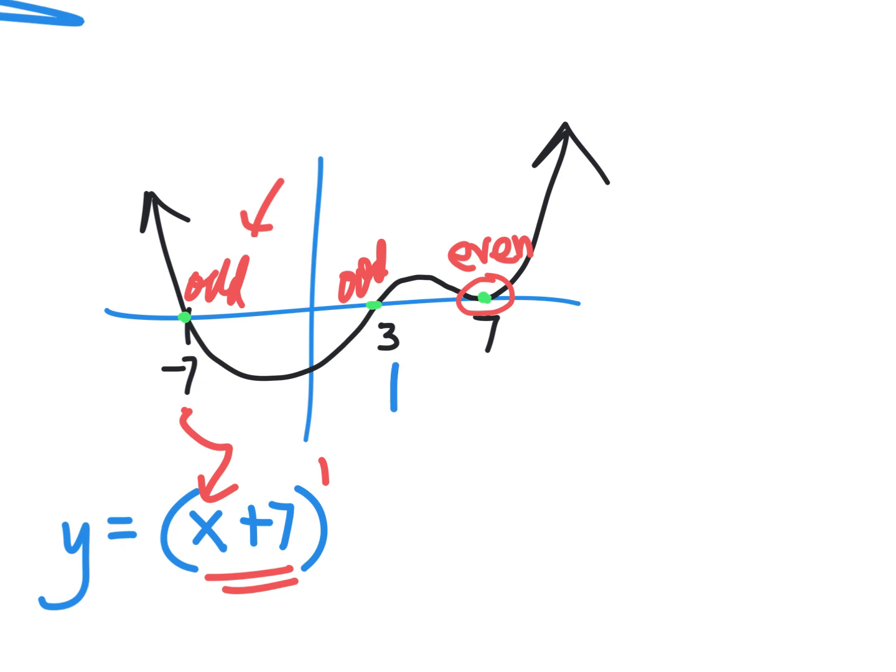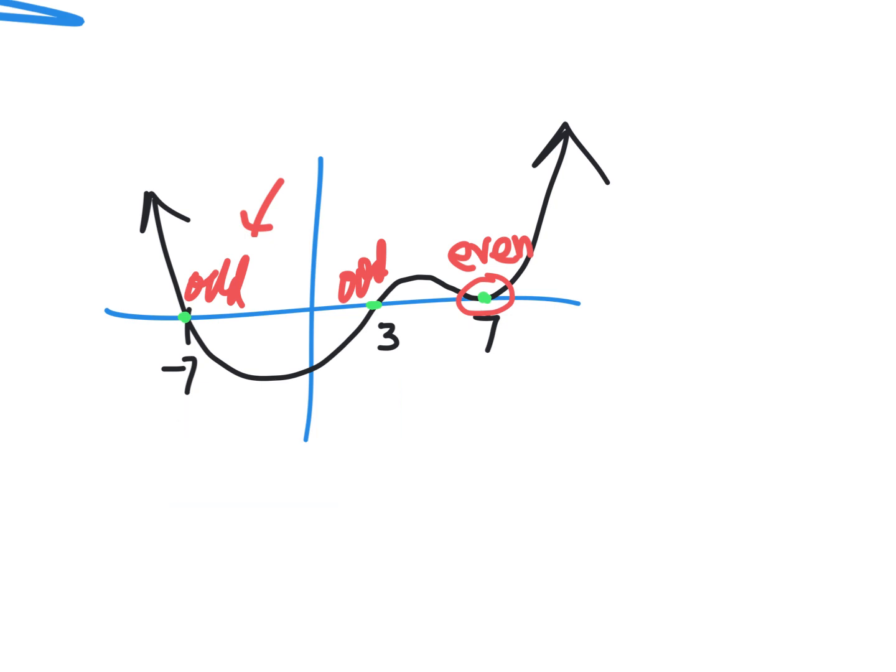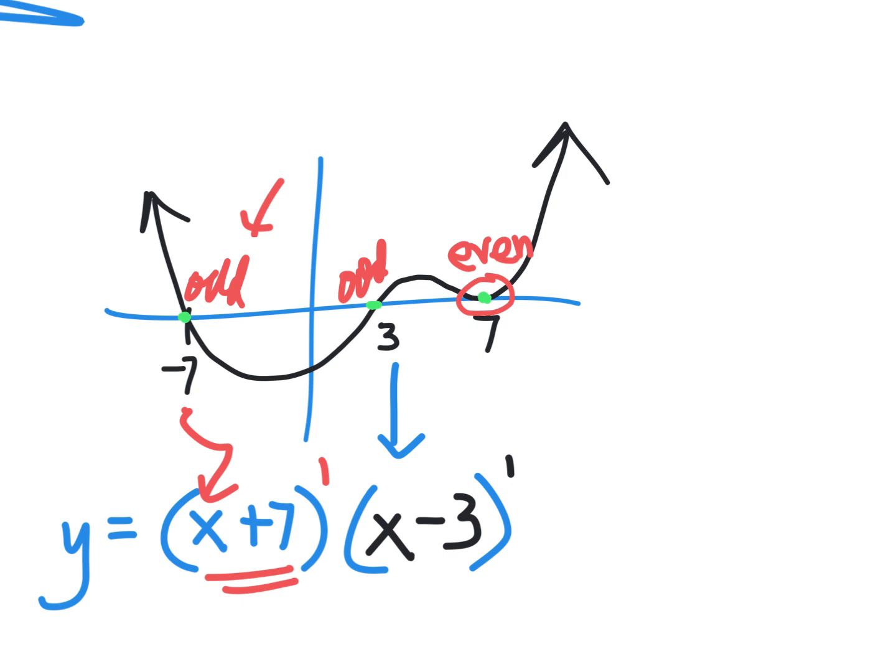Then we need another parenthesis for this guy. From what I just said, you should be able to figure it out. What would go in that parenthesis? Rissy, give it a shot. X minus 3. And then what kind of power do I have to have? An odd one, so I'm just going to put a 1. Could it also have been a 3? Yeah.